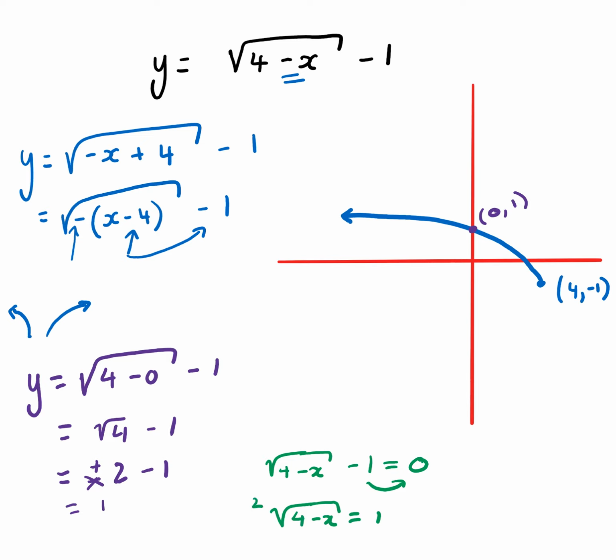I'll square both sides, and so 4 minus x equals 1. If I bring the x over, bring the 1 back, I'll find x equals 3. So that gives me 3, 0. Now we're almost done. Best practice just to label our axes and label our equation.